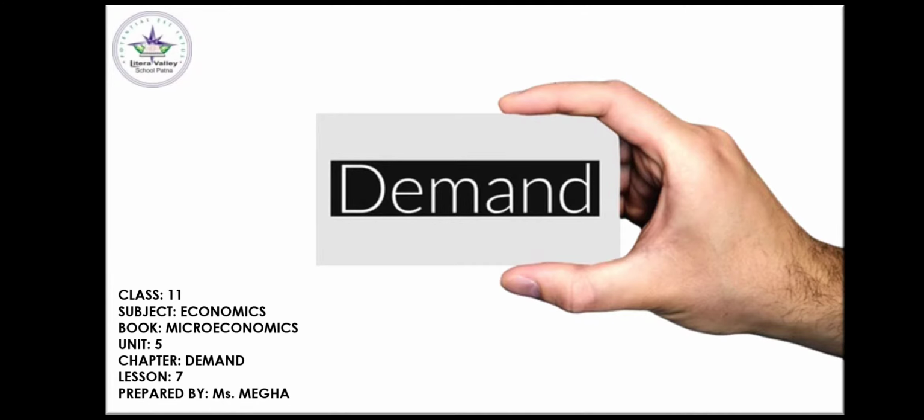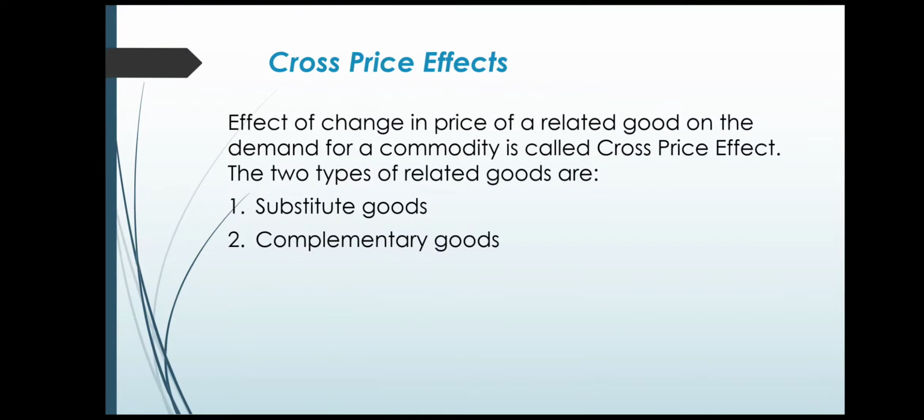In the previous part, you had studied about shift in demand curve. There were two types of shift, that is rightward shift and leftward shift. And the reason for these shifts was a change in the other factors of demand, that is the factors other than the own price of the commodity. So whenever there was a favorable change, it led to rightward shift, and whenever there was an unfavorable change, it led to leftward shift. So the topic for today is cross price effect.